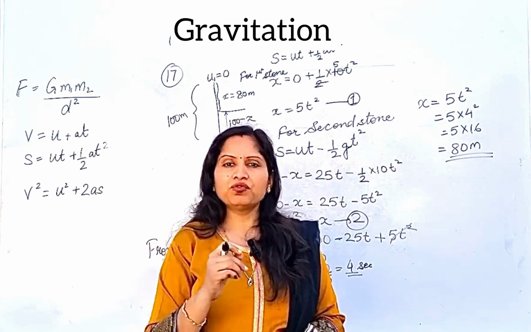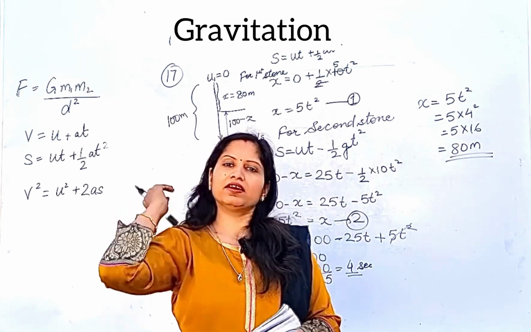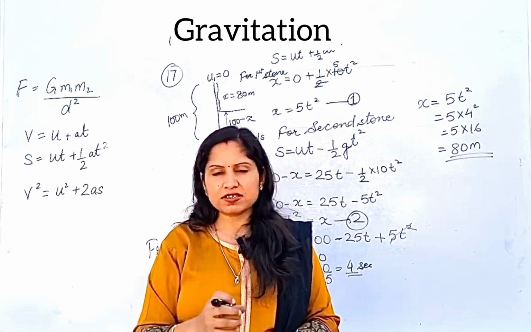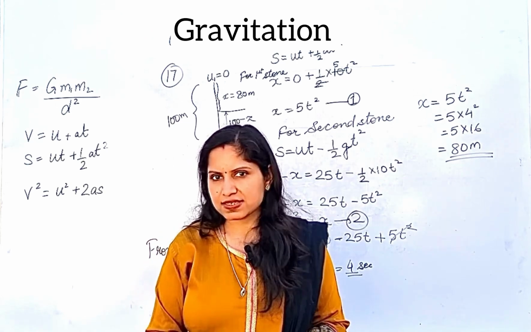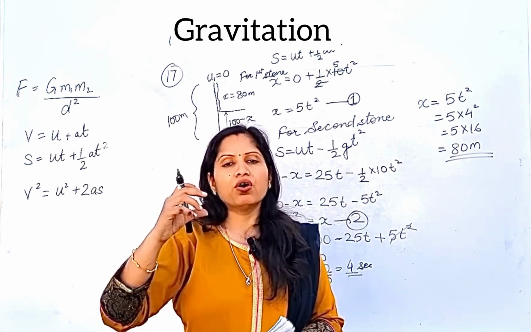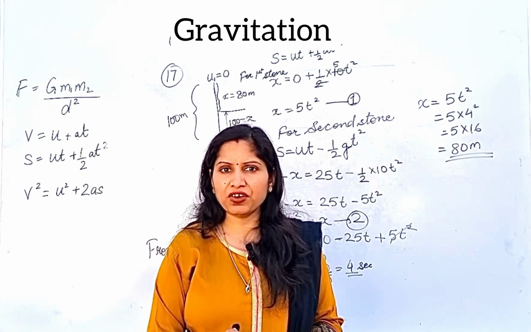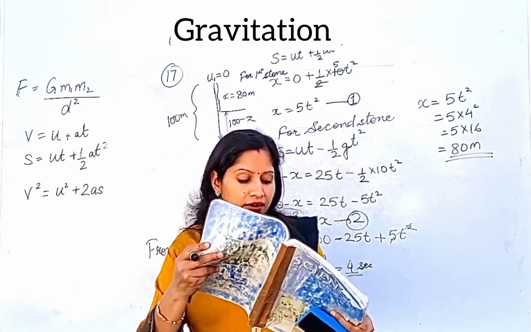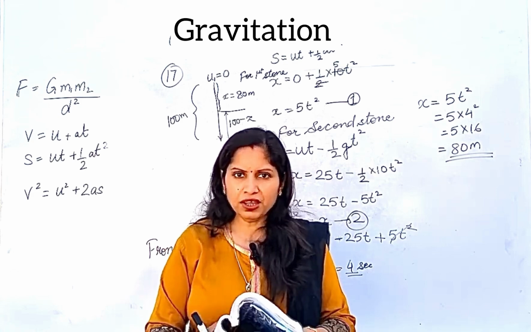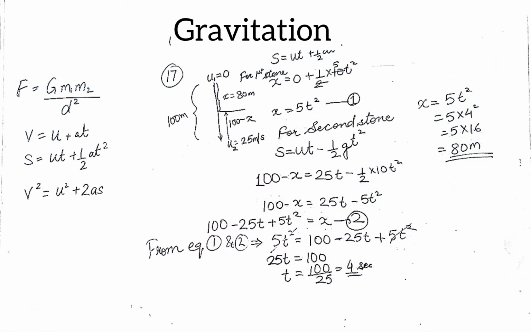Okay. If you wanted to find the distance from the ground, just subtract it from 100 and you will get 20 meters from the ground. Both ways the answer is correct. You can write 20 meters from the ground or 80 meters from the top, but you have to specify from which position you are explaining your answer. Okay. So you can take a screenshot. I'll shift to the side.